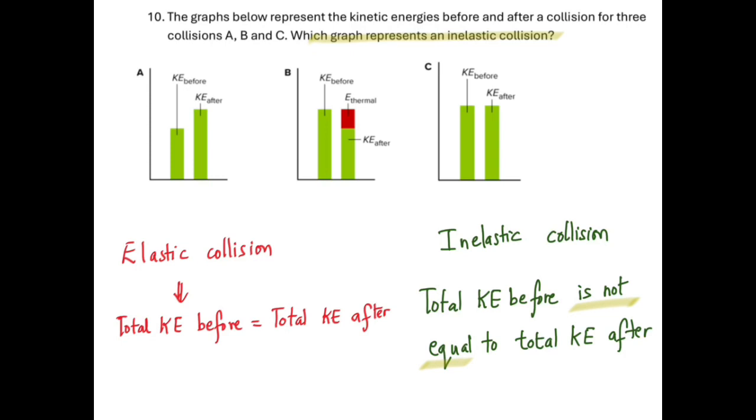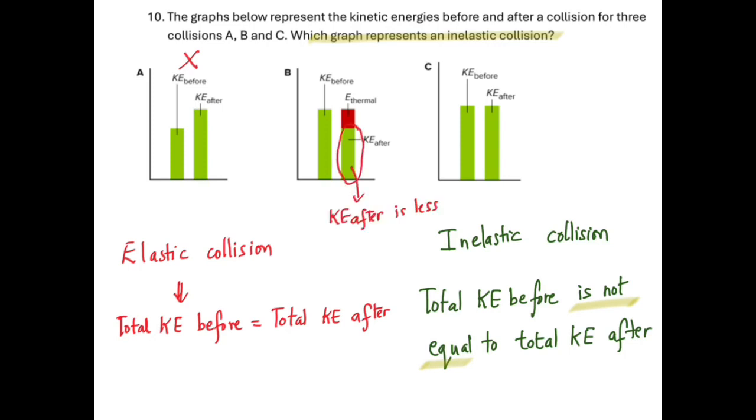Now if you look at graph A, we can see that kinetic energy before is less than kinetic energy after, which is not possible. So you have got more kinetic energy after they collide, which is not a possibility, so we can cancel that out.